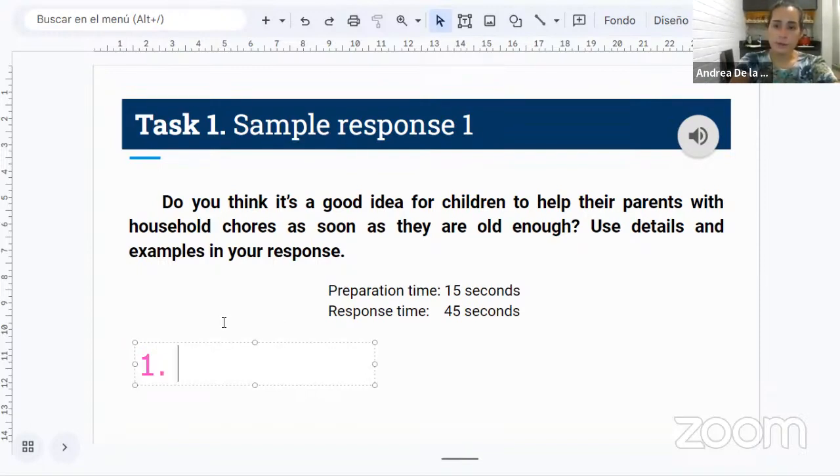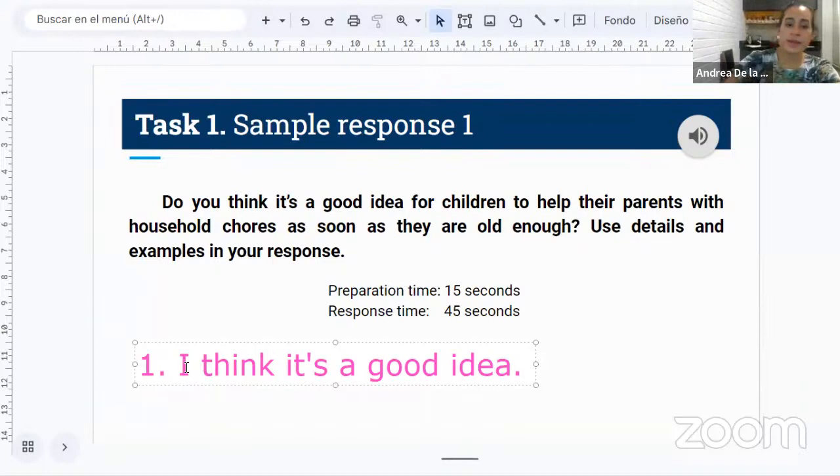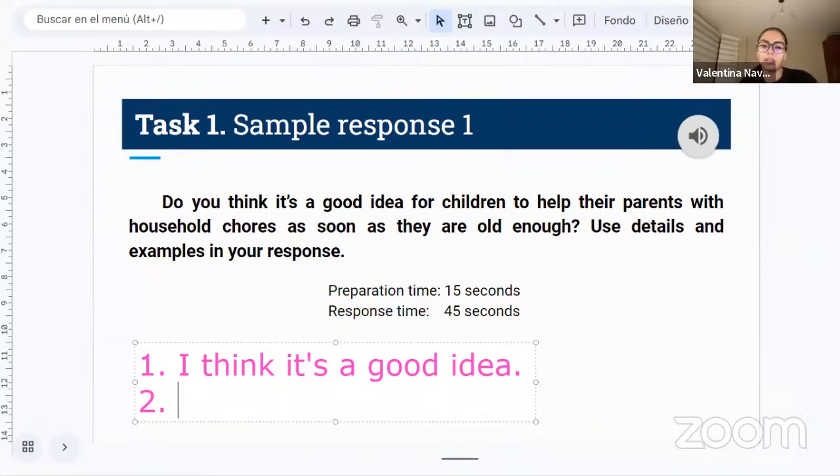The first answer you could have. We agree that it's a good idea for children to help their parents with household chores. Exactly. So the first way to answer this question would be to say, yes, I think it's a good idea. Right? Yes, I think it's a good idea. And the second way to answer would be, maybe the opposite, like I don't think. Exactly.